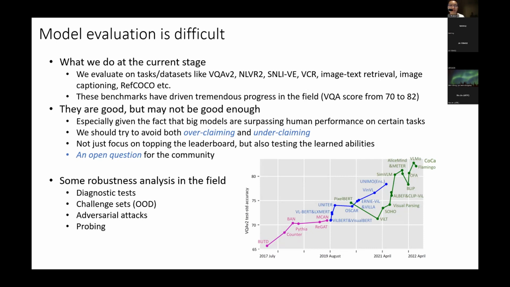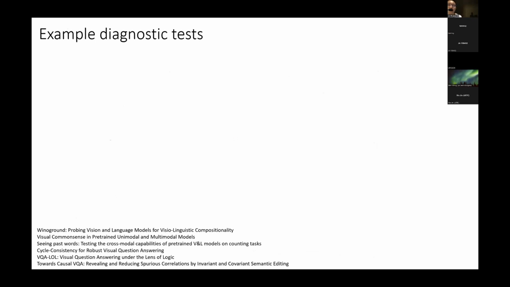And indeed, in the field, I think there are some robustness analyses, such as diagnostic tests, challenge sets like OOD, out-of-distribution generalization, right? Also, adversarial attacks and probing analysis try to understand the behavior of this kind of data set. And here I'm going to show some example diagnostic tests inside the literature. At the bottom of the slide are all the references that you can find later on, when we put the slides to public.